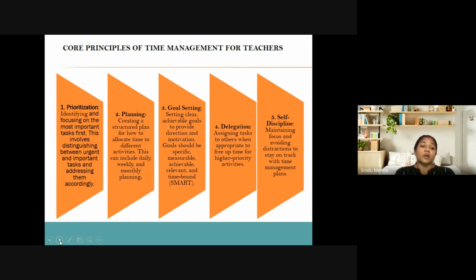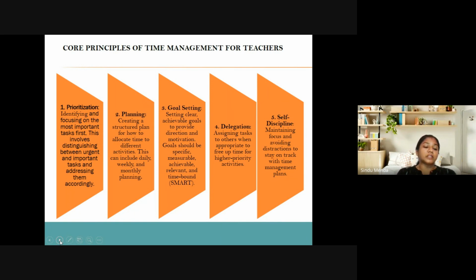Then coming to the next one, how can we learn about the core principles of time management for teachers? First one is prioritization. What is meant by prioritization? Suppose you have a number of tasks, you need to give yourself a rating for those works: 1, 2, like that. Which one is prioritized, which one is not. When you rate the works, you can assess how to do each task. So identify and focus on the most important task first. This involves distinguishing between urgent and non-urgent or non-important tasks, and addressing them accordingly.